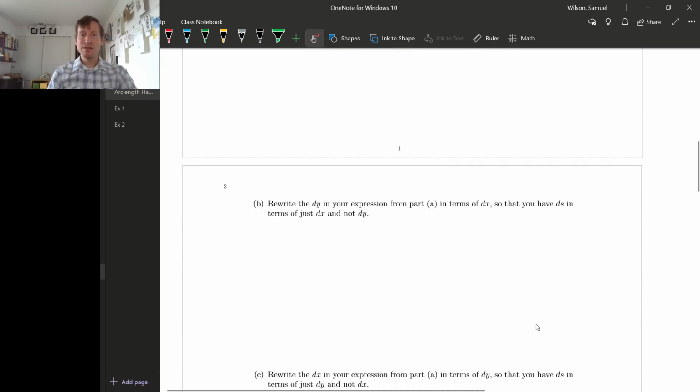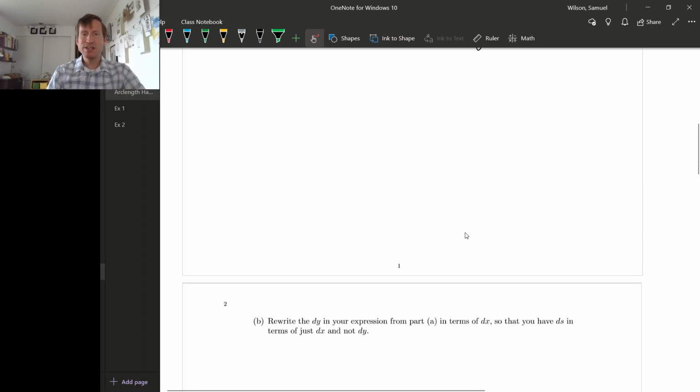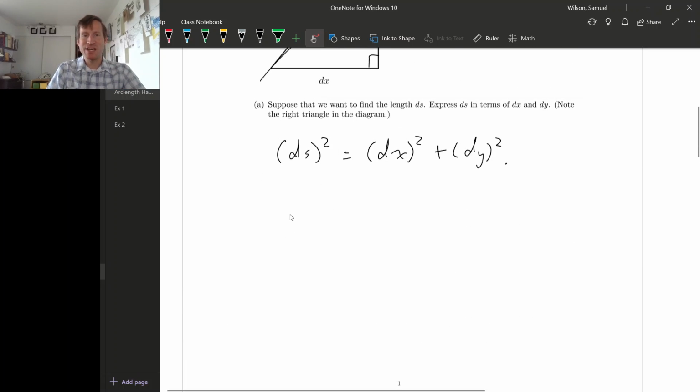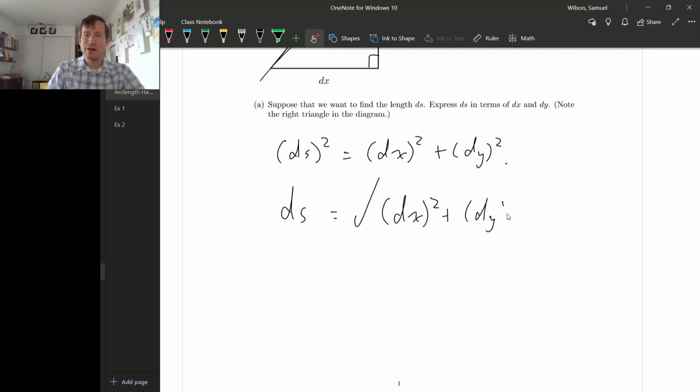Okay, let's look at part B. Rewrite dy in our expression in terms of dx. So if you look at this expression, if we want to, we could take a square root on both sides. So ds is the square root of dx squared plus dy squared. Normally, we would need a plus or a minus when we take square roots on both sides of an equation, but arc length has to be positive. It doesn't make sense to have negative arc length, so we're choosing the positive square root here.